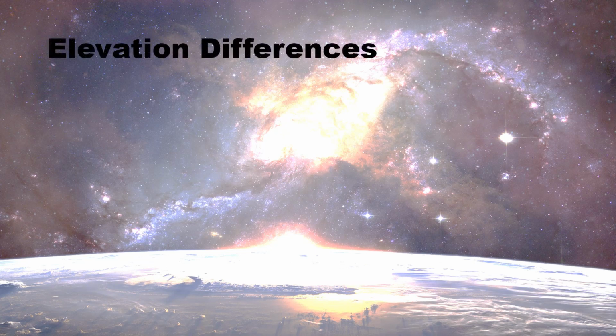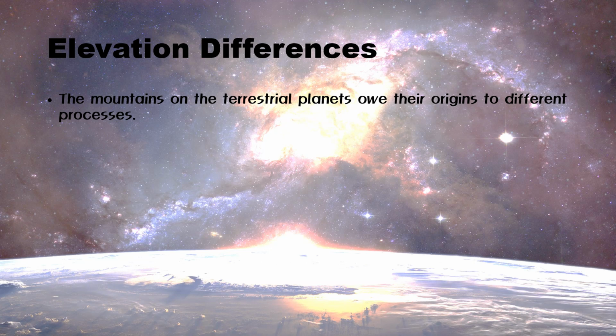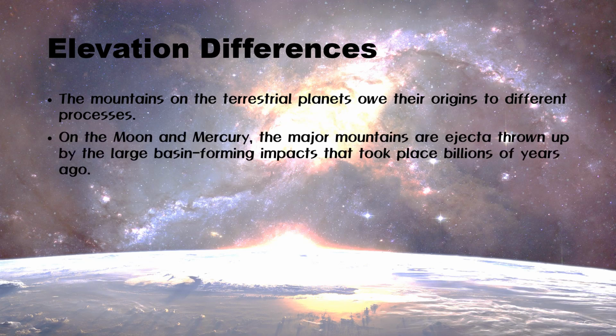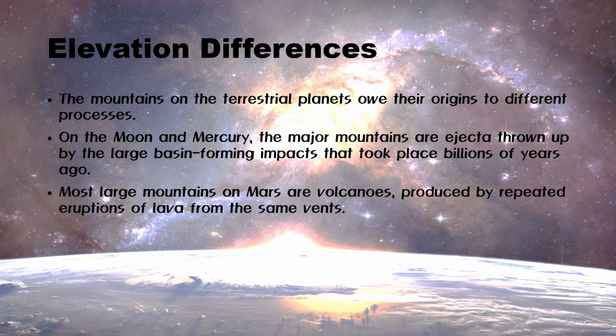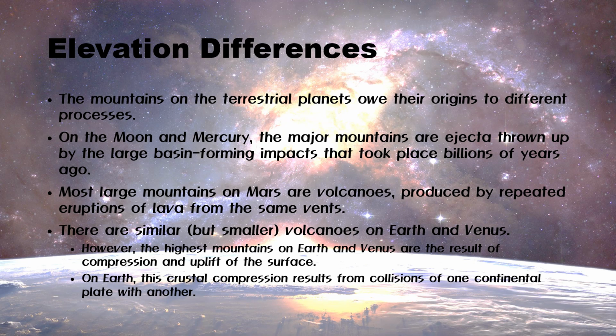Another thing that we have to look at is elevation differences. The mountains on the terrestrial planets owe their origins to different processes. On the moon and Mercury, the major mountains are ejecta, thrown up by the large basin-forming impacts that took place billions of years ago. Most of the large mountains on Mars, though, are volcanoes, produced by repeated eruptions of lava from the same vents. There are similar but smaller volcanoes, of course, on Earth and Venus. However, the highest mountains on Earth and Venus are the result of compression and uplift of the surface. On Earth, this crust compression results from collisions of one continental plate with another, resulting in various mountain ranges.